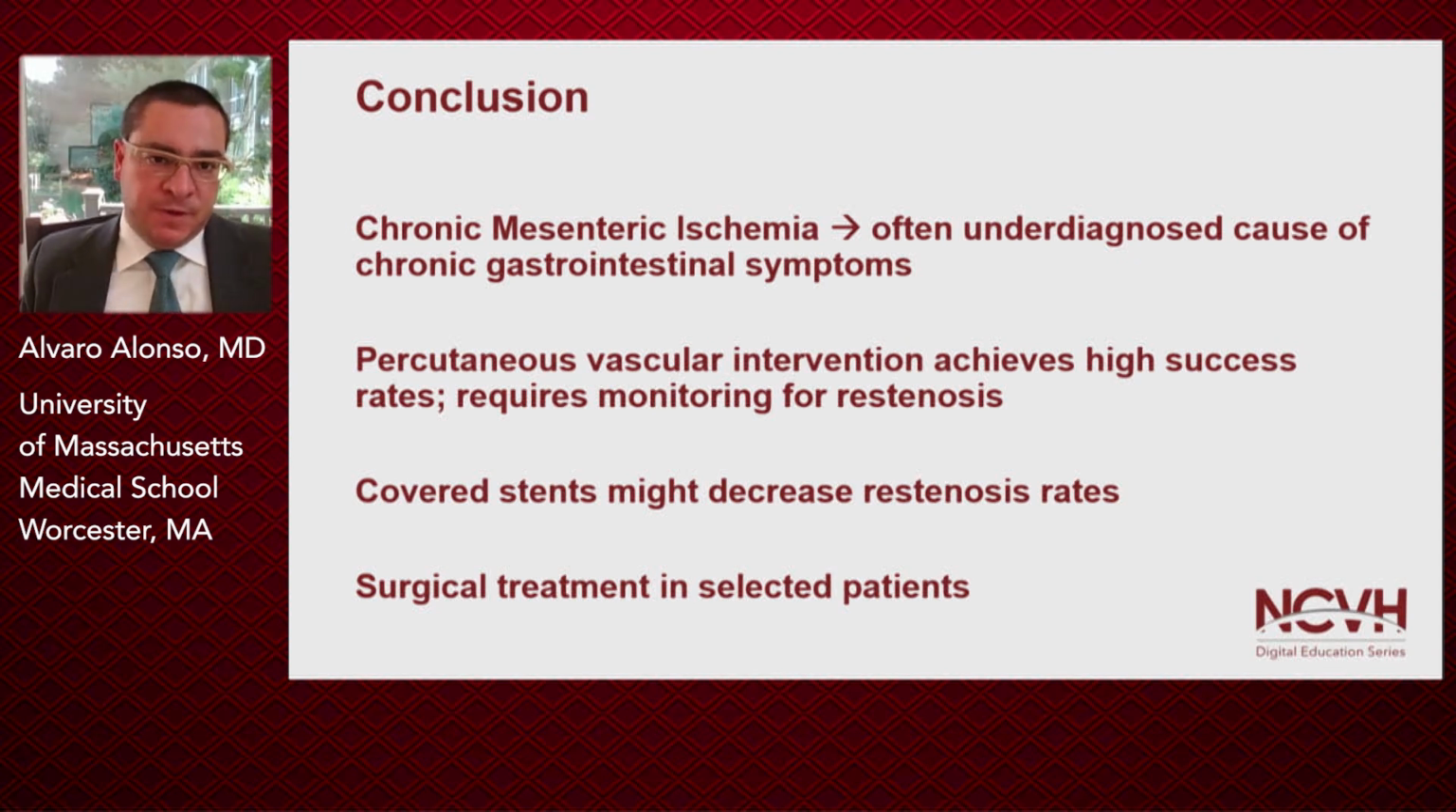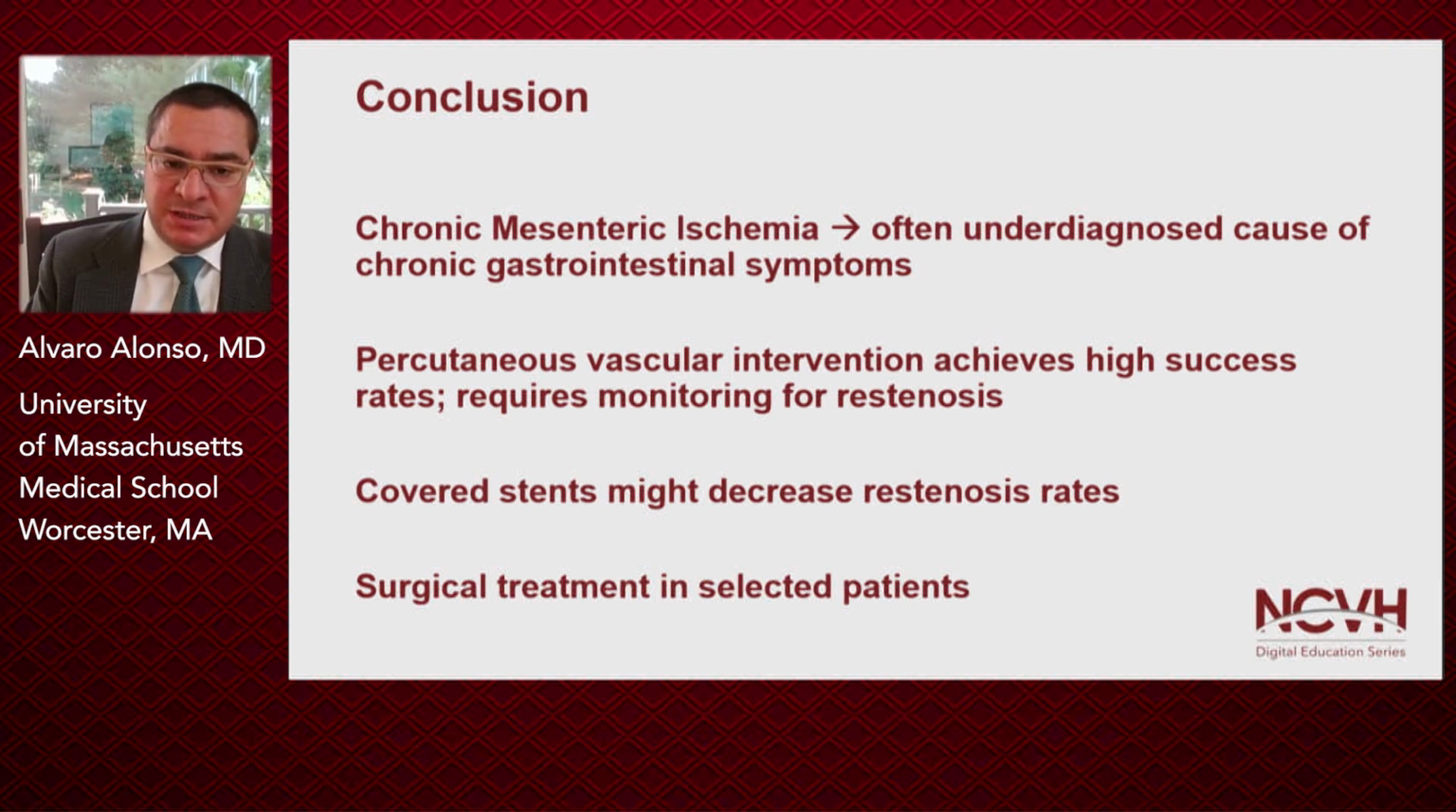So in conclusion, chronic mesenteric ischemia is often underdiagnosed, and it causes chronic gastrointestinal symptoms that we discussed. Percutaneous vascular intervention achieves high success rates and requires monitoring for restenosis. Covered stents might decrease restenosis rates, and surgical treatment could be an option in selected patients.